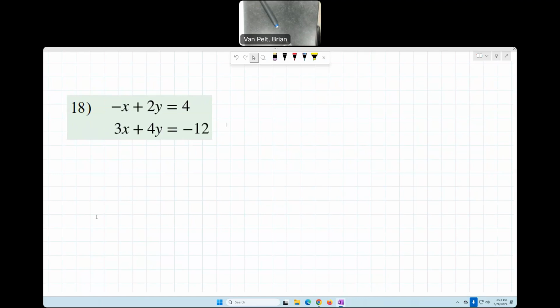Wait, and slope intercept. How are you trying to do it? Yes. Black and white.